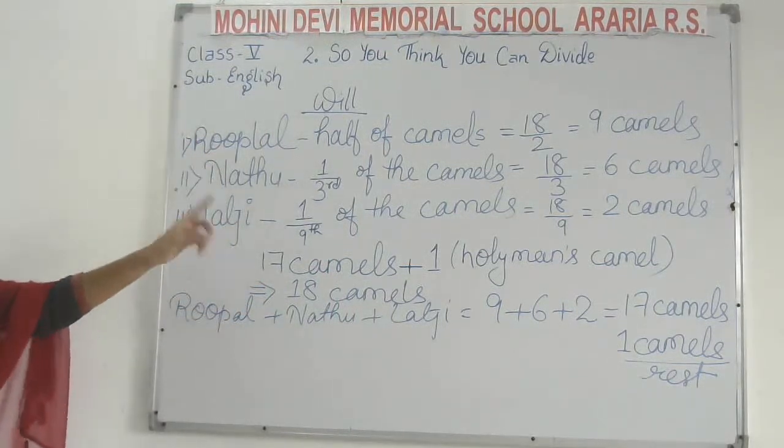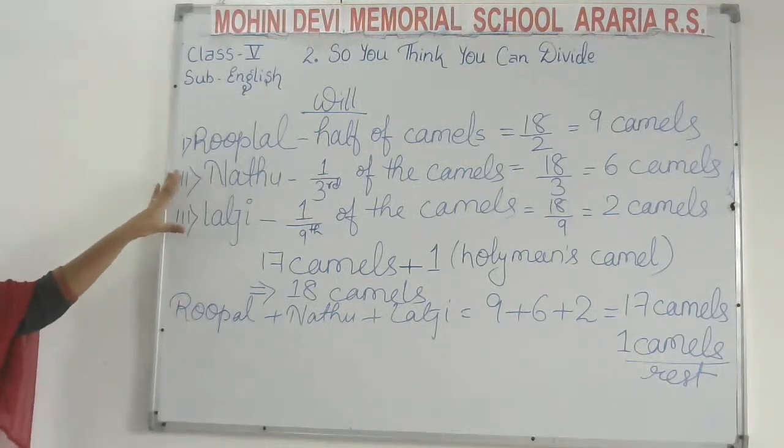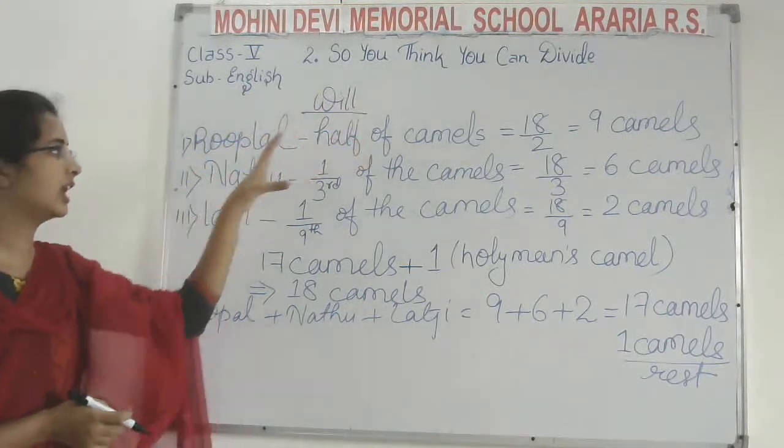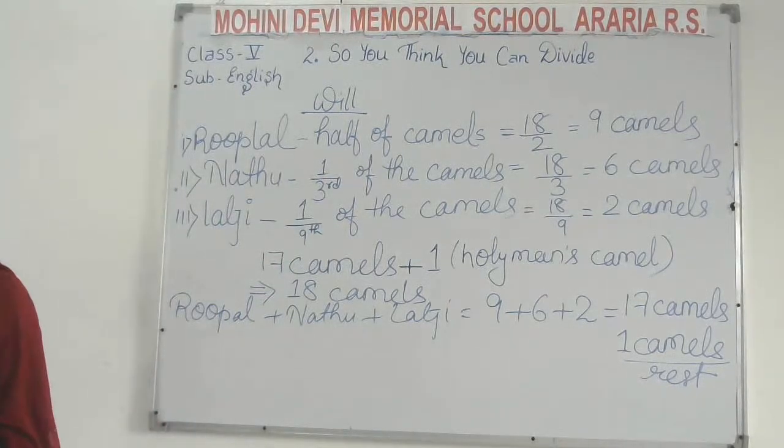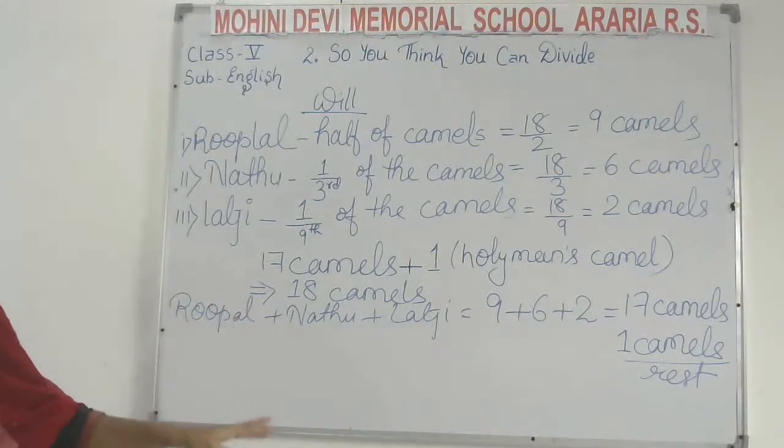Divide 17 camels according to their father's will, that Ruplal would get half the camels, Nathu 1/3 of the camels, and Lalji 1/9 of the camels. The holy man smiled and bent down and took up the rope which was tied to his camel and said, "You see, my friends?" Very softly, he said, "You see my friends, there is no need to quarrel. Everything can be settled in a friendly manner if we try." So, at last, one camel was left, which was the holy man's camel, and the wise man took back his camel.